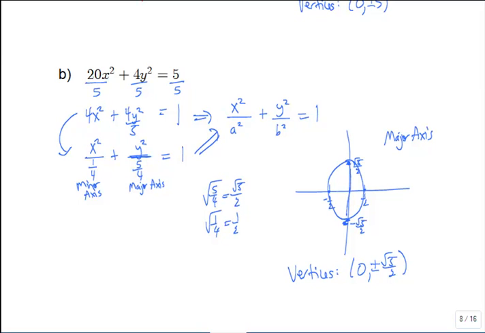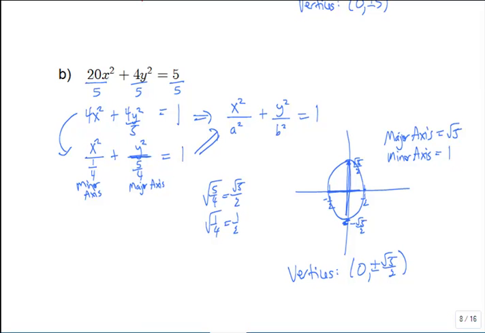The major axis is this vertical one right here, and if I do root 5/2 plus another root 5/2, that's 2 root 5/2, which is just root 5. So the total length of this axis is square root of 5. For the minor axis, that's this horizontal distance this way, a half plus a half is just 1.